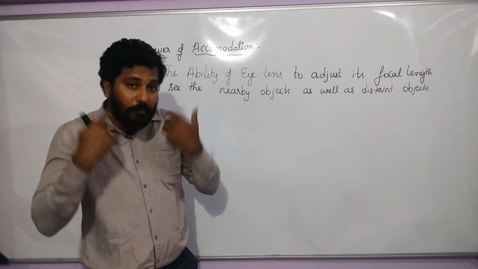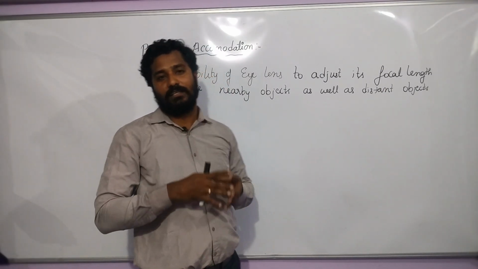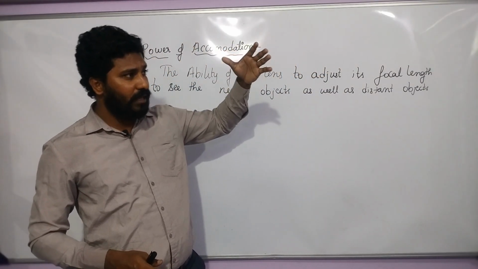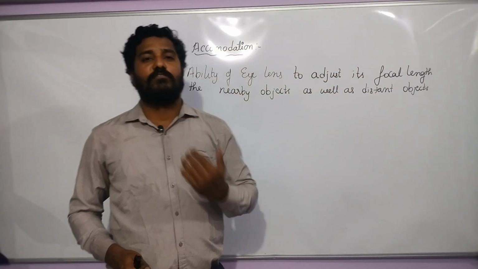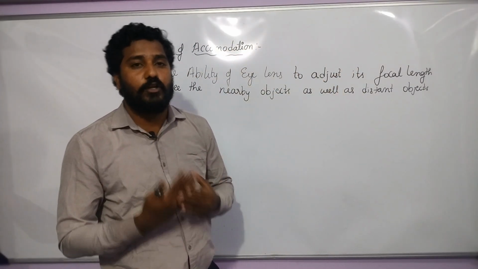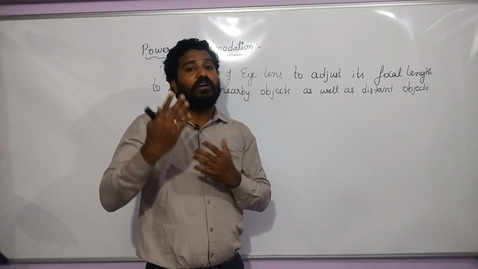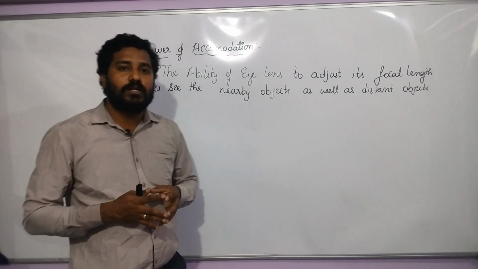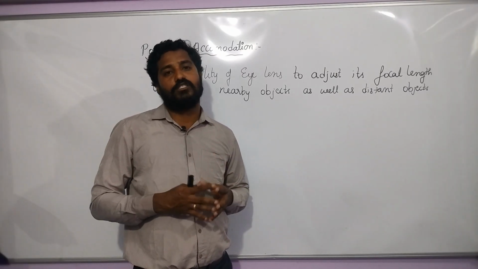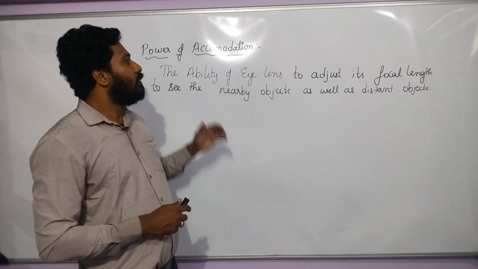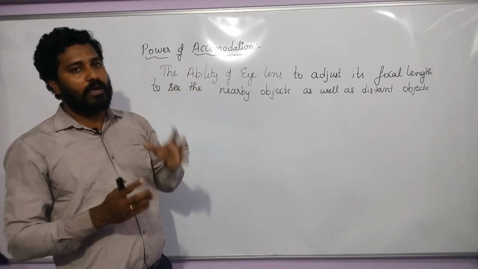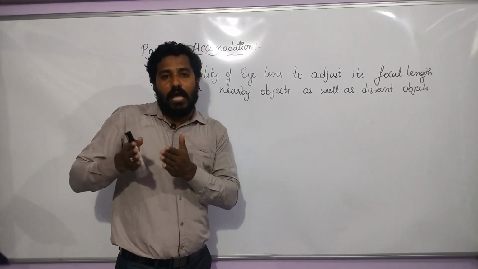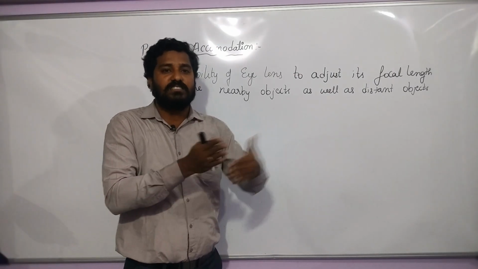But what about our eye? Our eye is not like that. Whenever we see a distant object, we can see sharply. At the same time, when I see a nearby object, we do not get any blurred image. Why? What happens in our eye? This phenomenon is called power of accommodation: the ability of the eye lens to adjust its focal length.